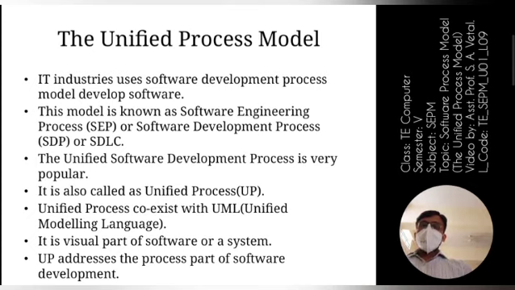In the previous lectures we have discussed different process models, and we have come to know that whenever we are going to develop any kind of software, it becomes very necessary to use different software development process models. The unified process model is also one of those software development process models. This model is also known as the software engineering process, that is SEP, or we can also call it a software development process or SDLC, software development life cycle.